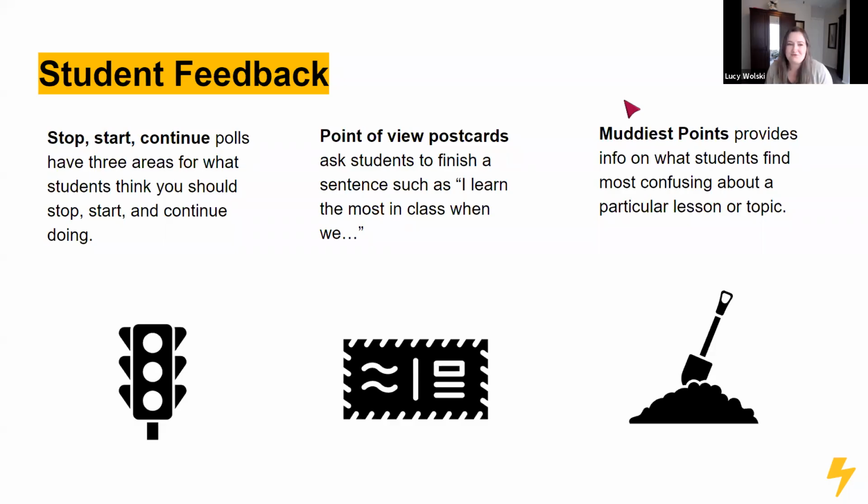All right, we'll start with 3 ideas. You might have heard of these. One is called the Stop, Start, Continue, and it's a poll with 3 questions: what students think you should start doing, what students think you should stop doing, and what students think you should continue doing. Another idea is called the Point of View postcard, and you ask them to finish the sentence. For example, I learned the most in class when we ... And that way you can get some data about how they learn.